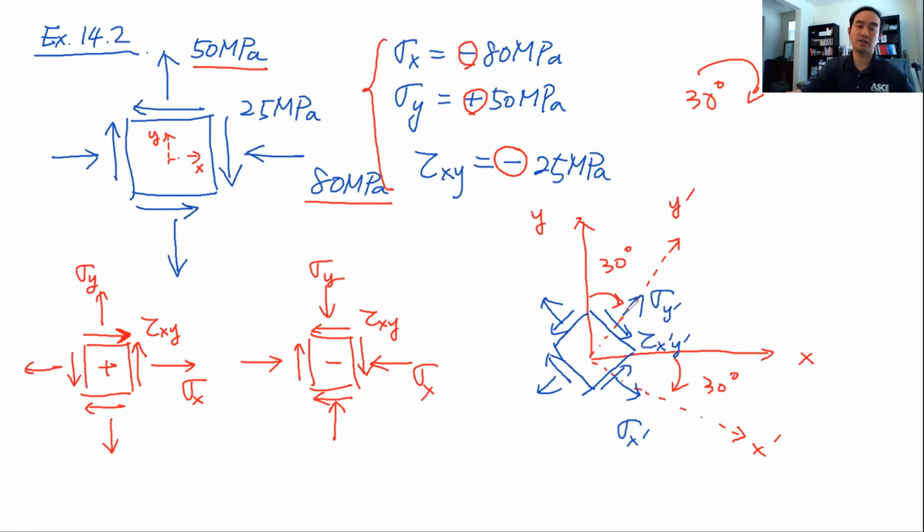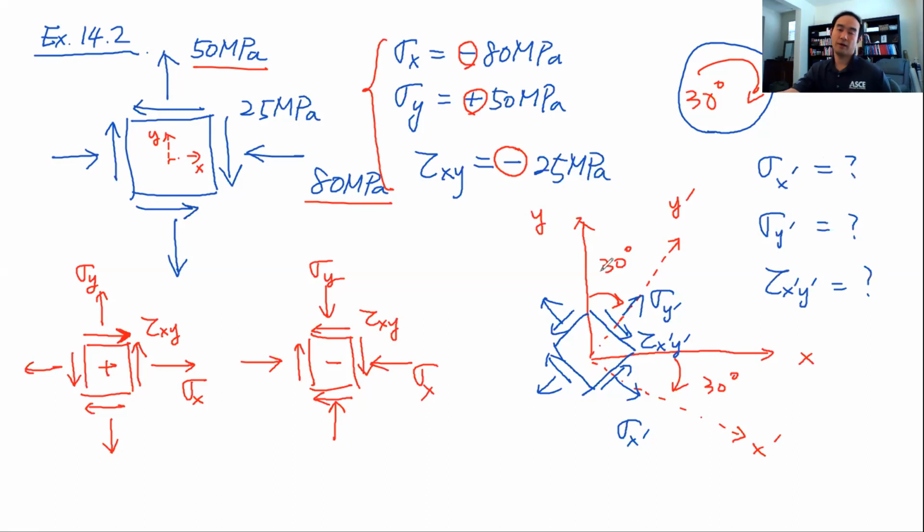So the question is, what if we change the coordinate system from the original one, xy, to x prime y prime with this 30-degree clockwise orientation change? What are going to be the normal stresses, sigma x prime, sigma y prime, and the shear stress, tau x prime y prime? So the question is, what is sigma x prime? What is sigma y prime? And what is tau x prime y prime?